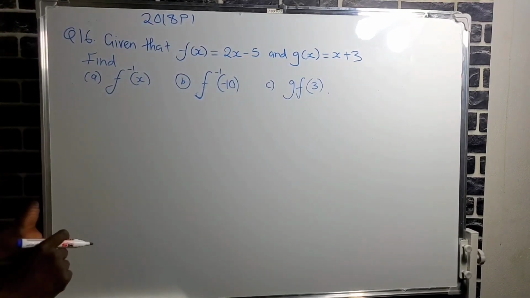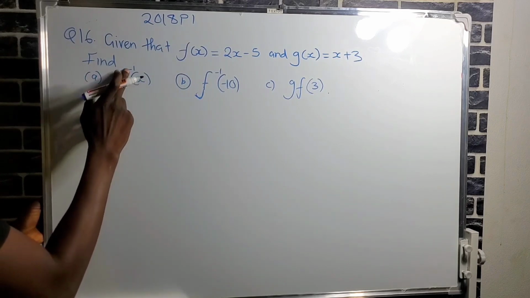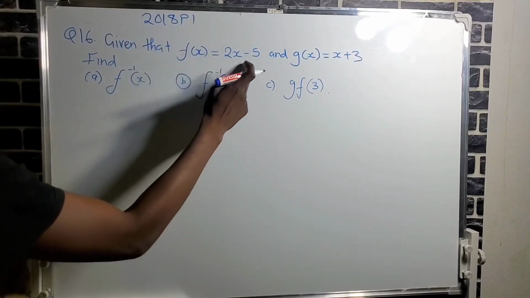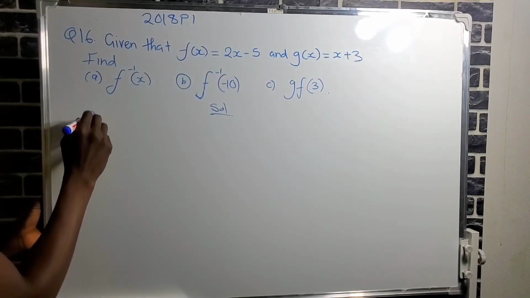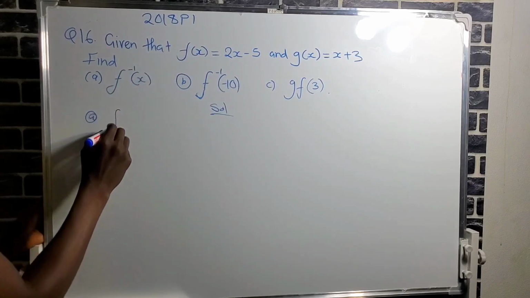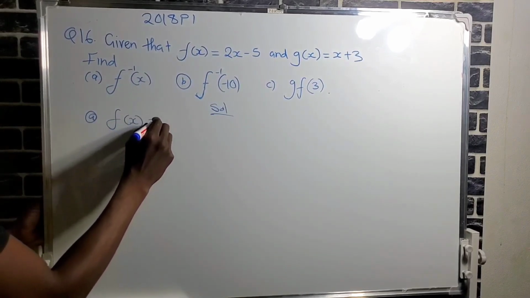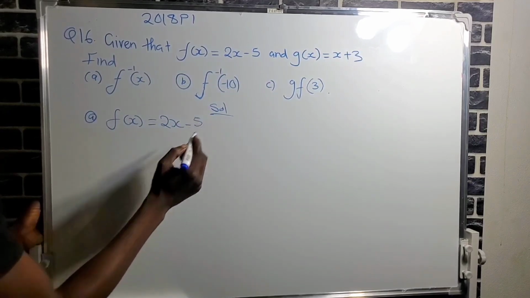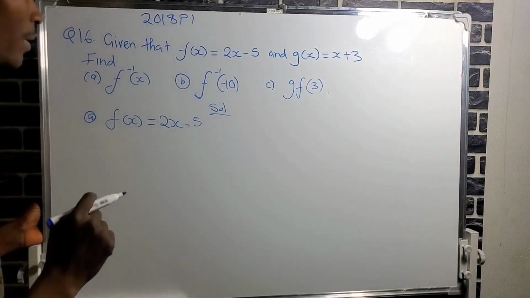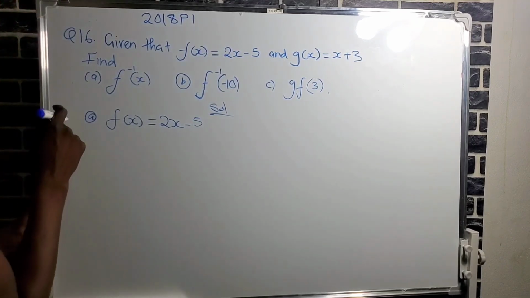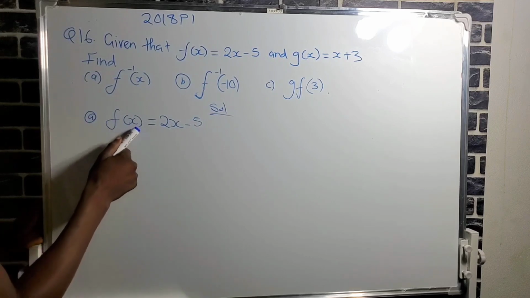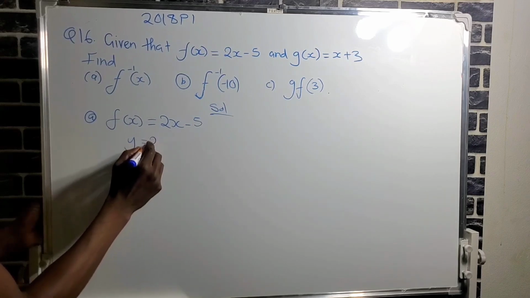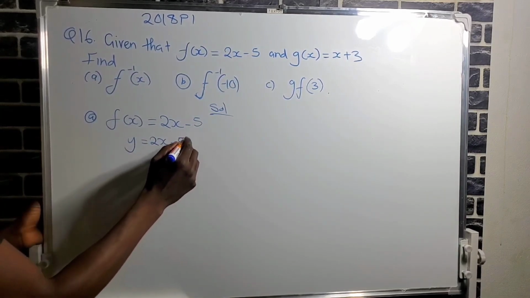So let's get started. Find f inverse of x. So I'm going to copy this function. For question A, you copy the function for f, which is f(x) = 2x - 5, like this. Then the rule for solving inverse is that you replace this f(x), this function, with y, like this, y = 2x - 5.